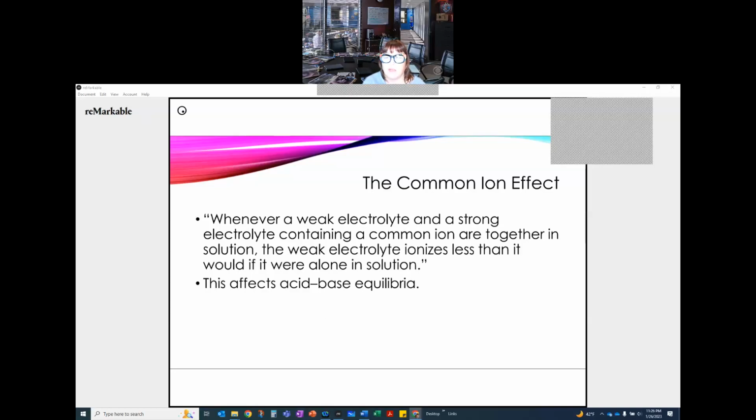Whenever I have a weak electrolyte, something that's only slightly soluble, it does not, by definition, completely dissolve. And a strong electrolyte, something like NaF, completely dissociates. If they contain a common ion together in solution, the weak electrolyte ionizes less than it would if it were alone in solution. This is true for anything, but particularly true in terms of acid-base equilibrium.